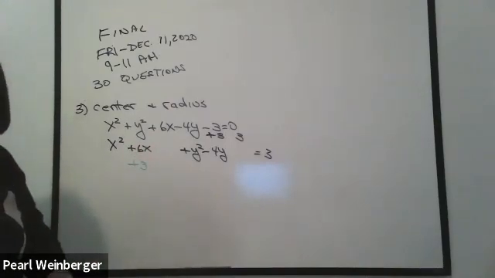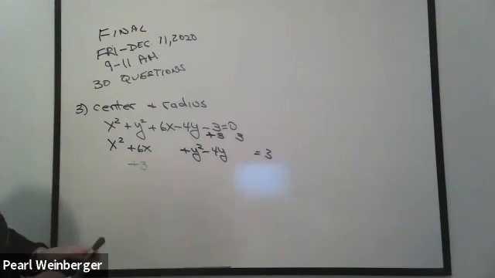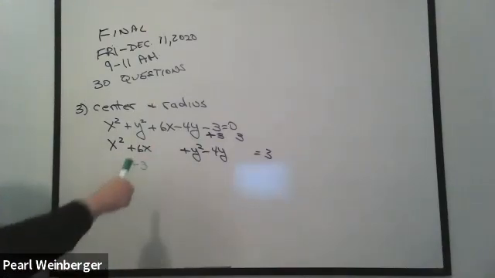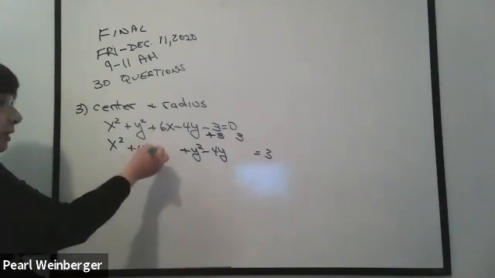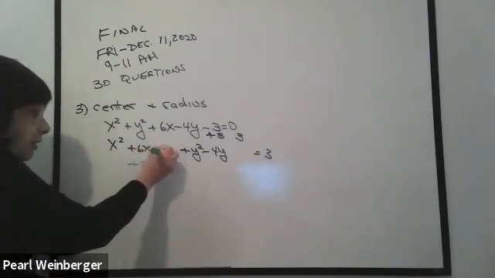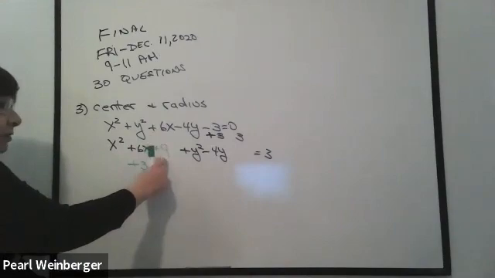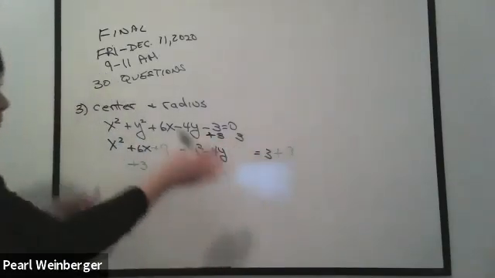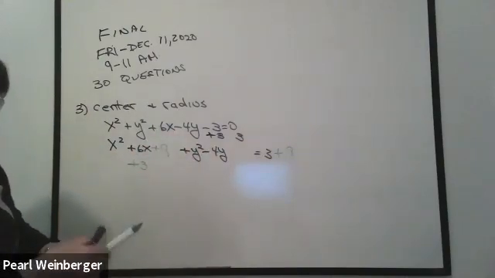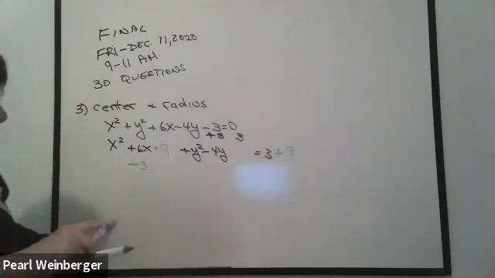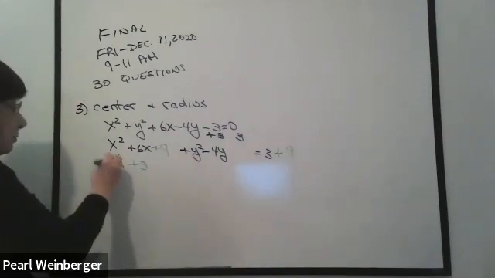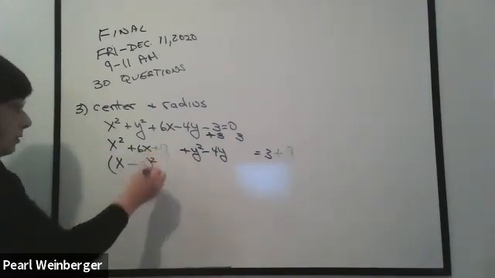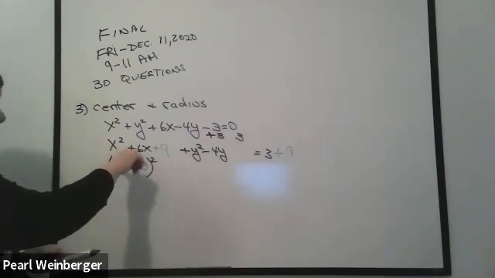What you do is you divide this number by 2 and you square it. So when you square plus 3, you get 3 times 3, you get plus 9. And you add 9 in this empty space. Now, if you put the 9 over here, then you have to add 9 over here also, so that you keep your equation balanced.